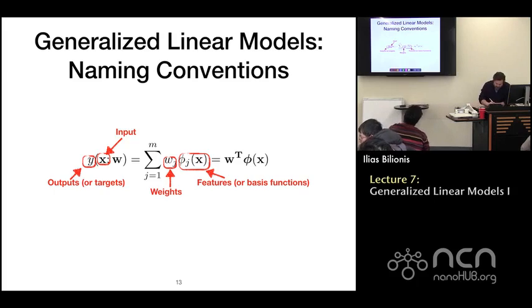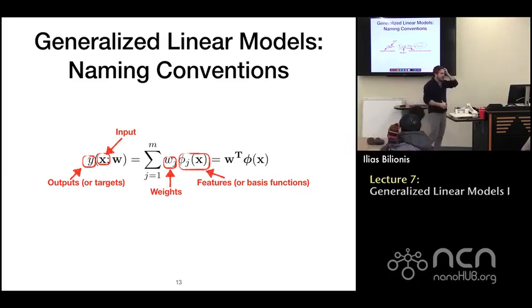And of course, to save some writing, I will think of the W as a vector, column vector, and the phi as a column vector, and I will use the dot product of the two. All right?